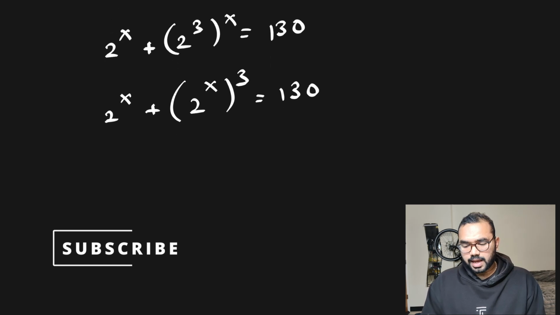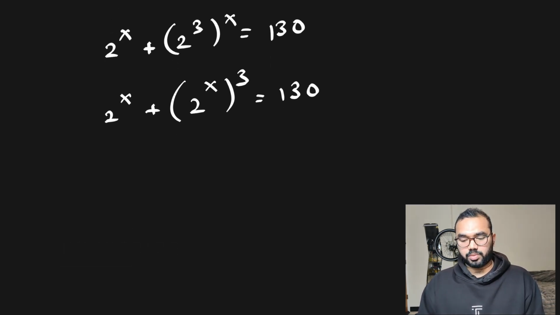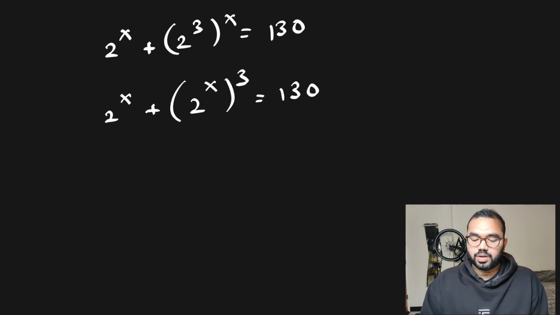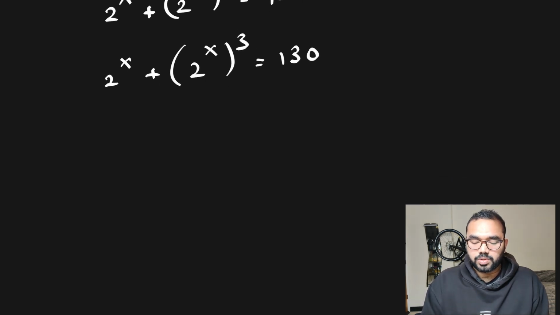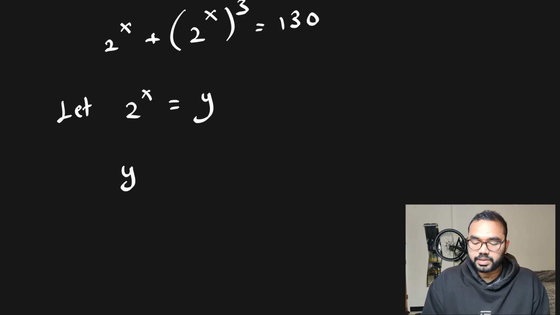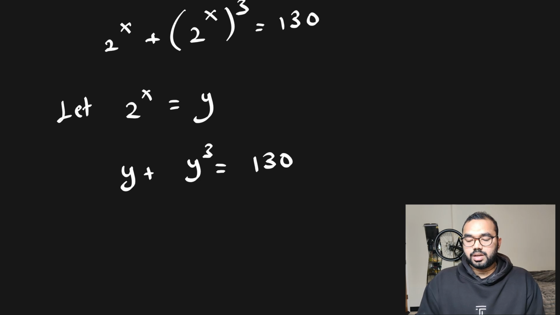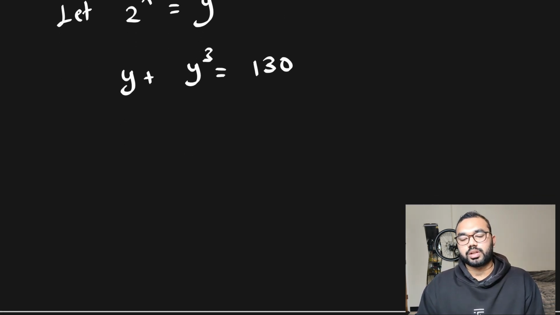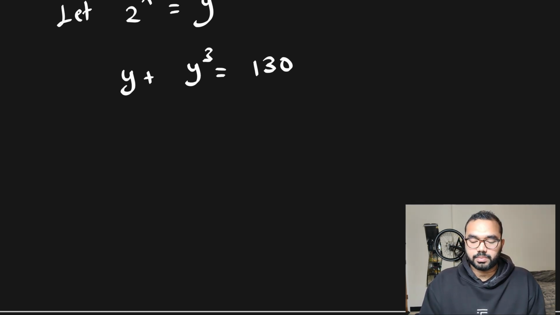Now this is looking like a third degree polynomial, right? How? We just consider 2 to the power of x as some variable. Let's just consider it to be some y. So let's say 2 to the power of x is y. So the equation will become y plus y cubed is 130, right? Now it's a third degree polynomial. So how do we solve a third degree polynomial? One method is to use the synthetic division method.